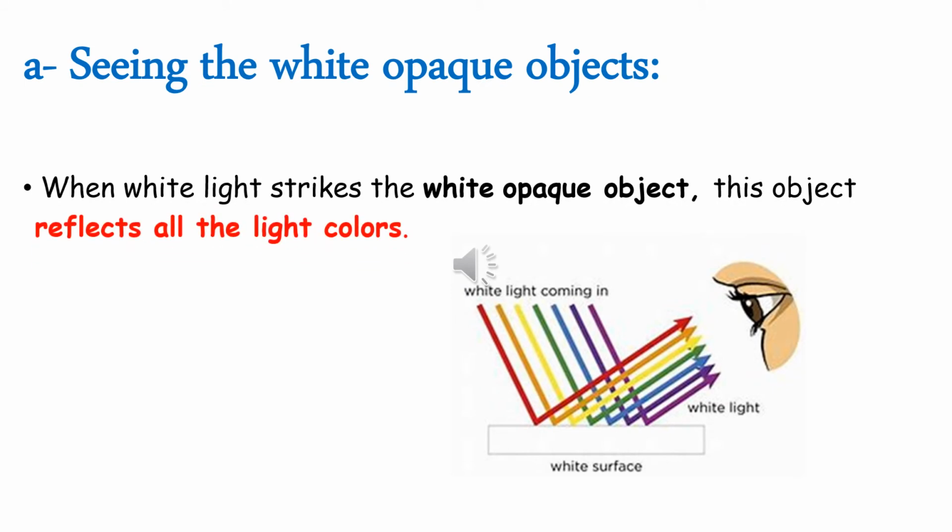Seeing the white opaque objects like the white paper. When the white light falls on the white opaque object, this object will reflect all the light colors. And as we know, the white light is made up of the 7 colors. And when all the 7 colors are reflected together, they will be white light. So we see the white object white as it is.